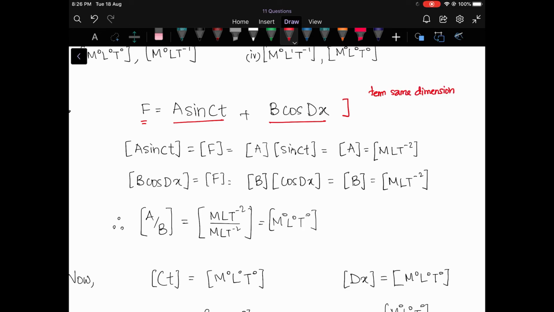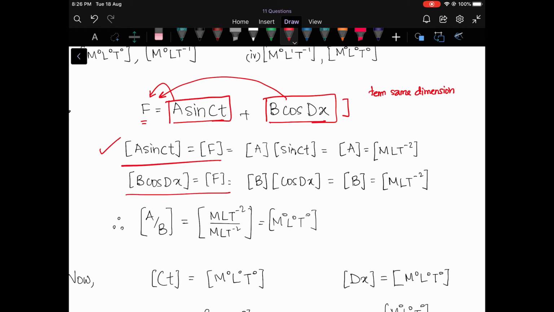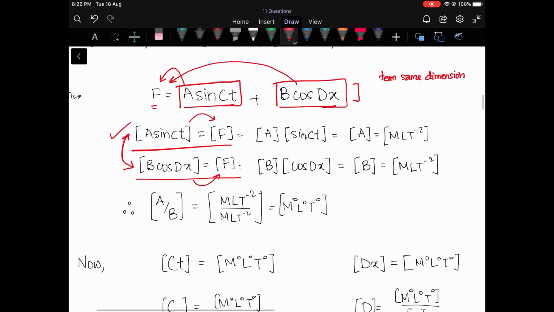That's why you see we have written here that the dimension of this term must be the same as the dimension of this term, and the dimension of this whole thing must be the same as the dimension of force. The reason we are doing this is that we know the dimension of force, so it's easy to calculate the dimensions of these two terms. Now we write this again properly.